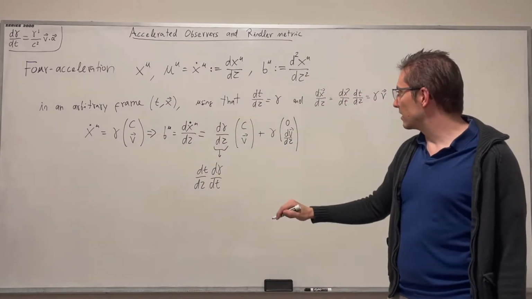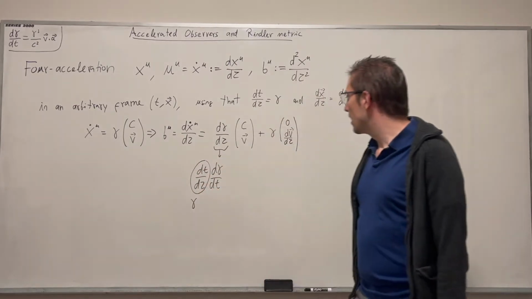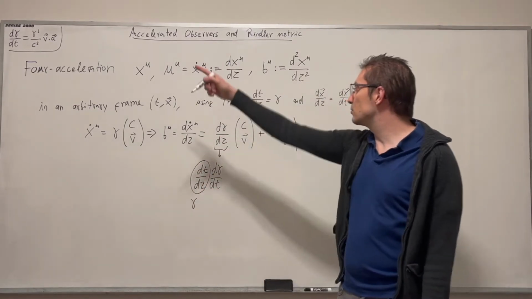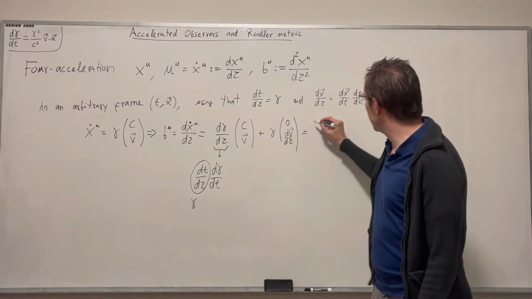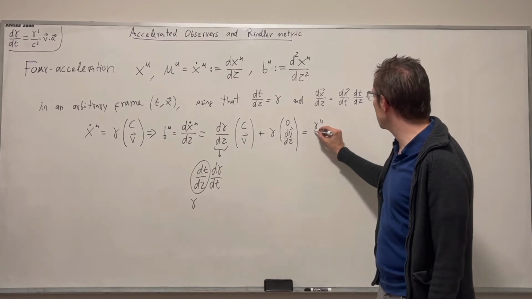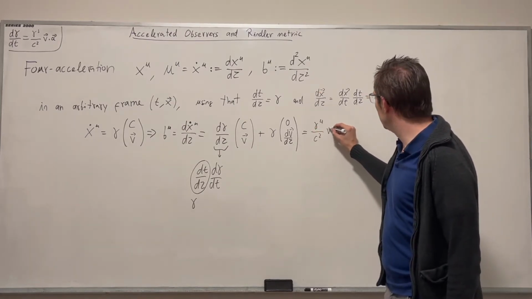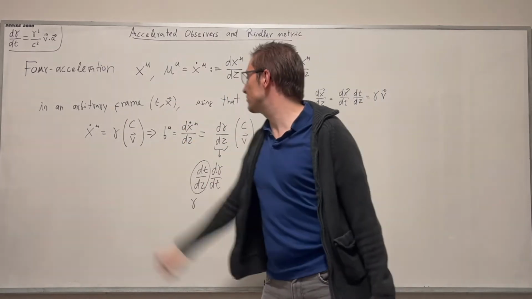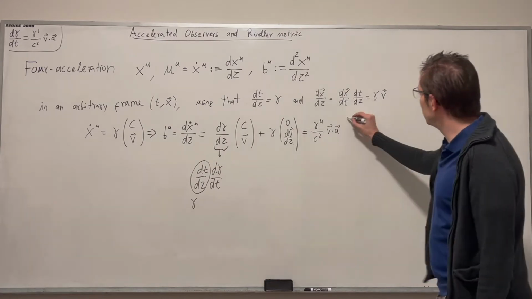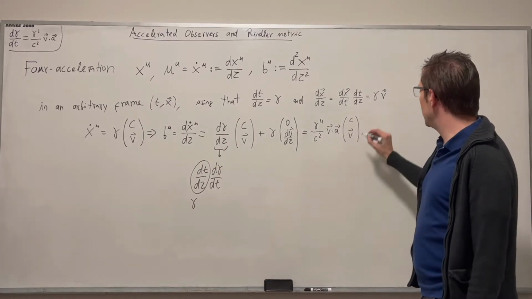Now, I recognize that dt/dτ is a gamma factor itself, and dγ/dt is what we computed up there. So we can write the first term with one extra gamma factor, that gives γ to the fourth divided by c squared, times v dot a, right? One gamma from here and then three gammas from there, multiplying (c, v).